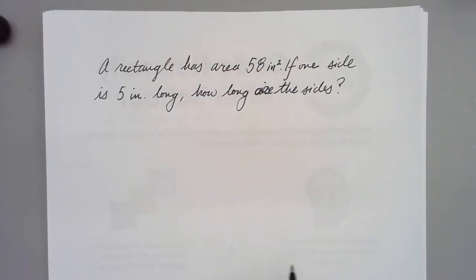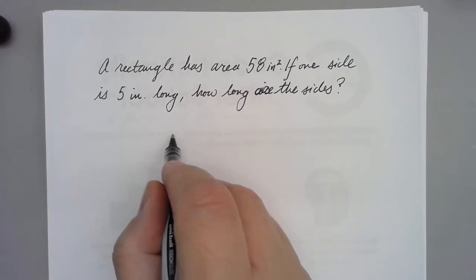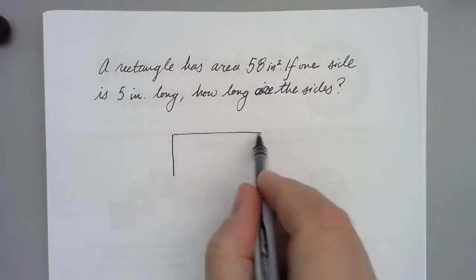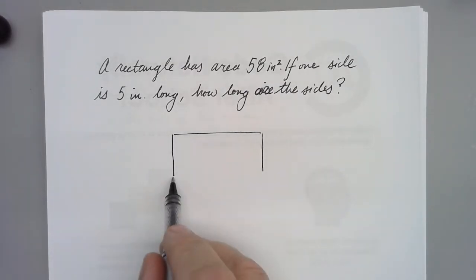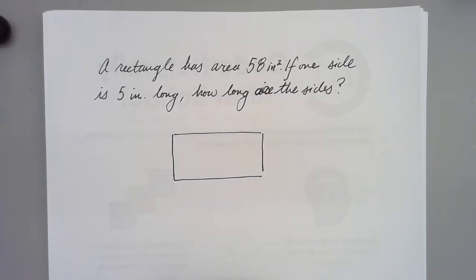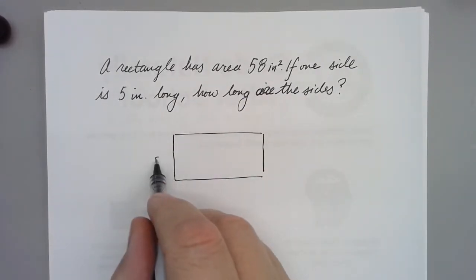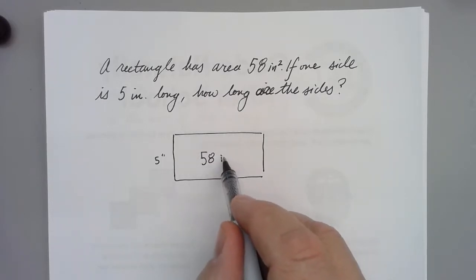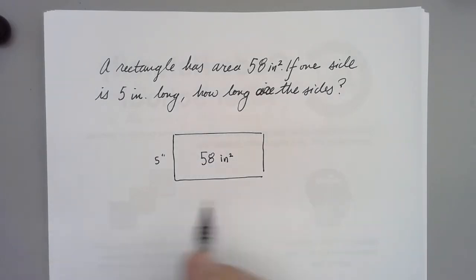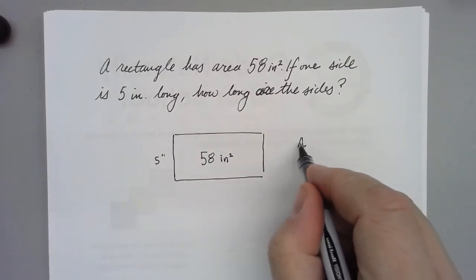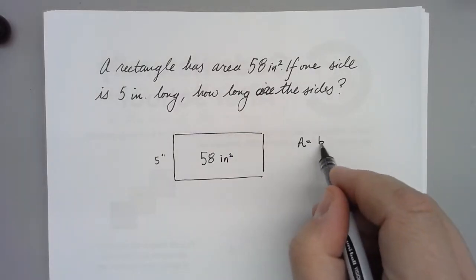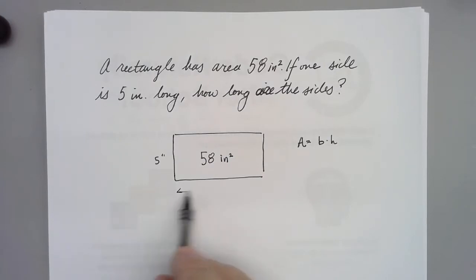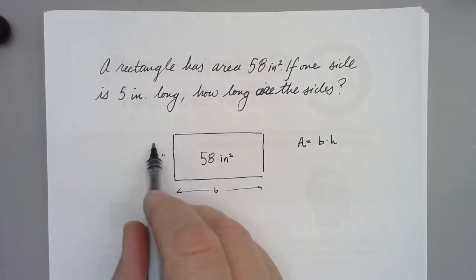A rectangle has an area of 58 square inches. If one side is 5 inches long, how long are the other sides? So I have a rectangle, not sure what it looks like, so I can't really draw it to scale until I solve the problem, but there it is. One side is 5 inches long, and I know the area is 58 square inches. So since my area formula is base times height, this would be the base, this would be the height.